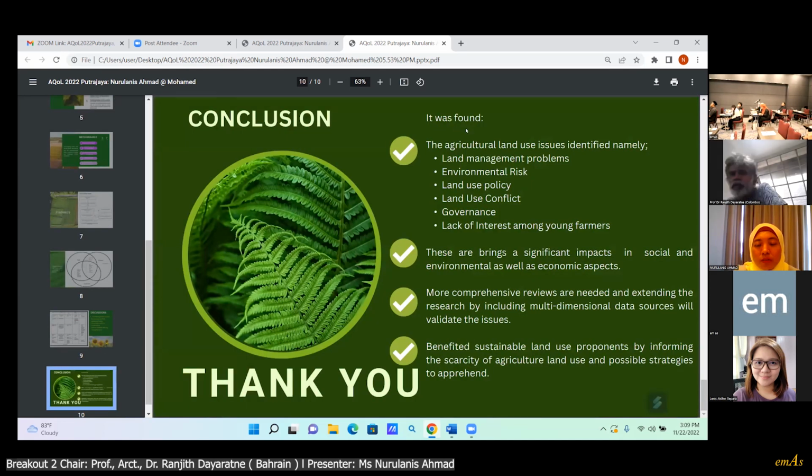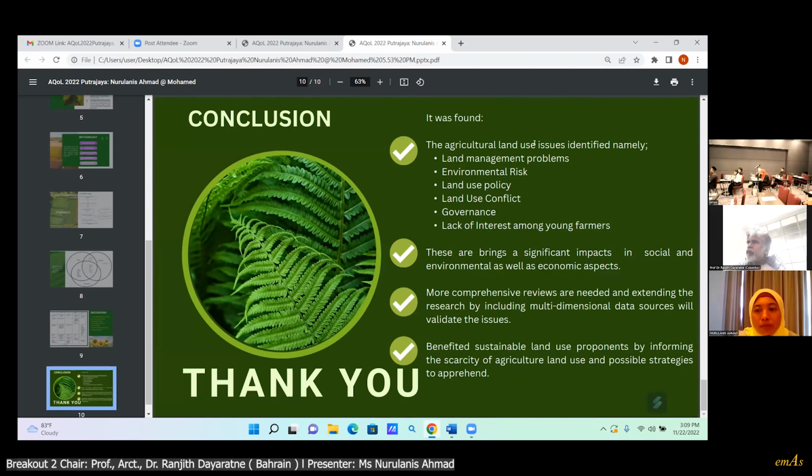So for the conclusion, it was found that the agricultural land use issues identified are land management problems, environmental risk, land use policy, land use conflict, governance, and lack of interest. So this is our agricultural land use for our first objective. And these bring significant impacts in the social and environmental as well as economic aspects. Of course, agricultural land use is the primary cause of the impacts on the social, economic and environmental aspects.